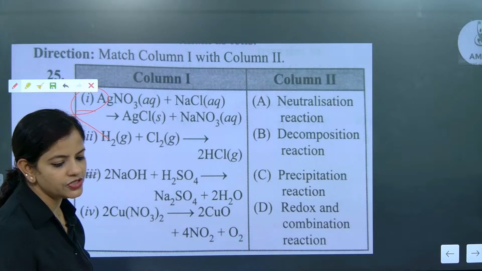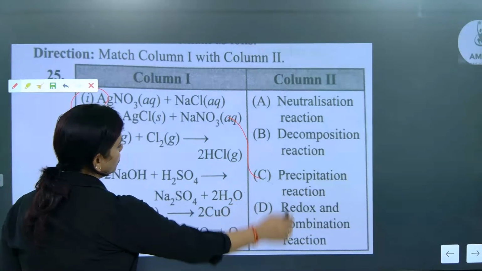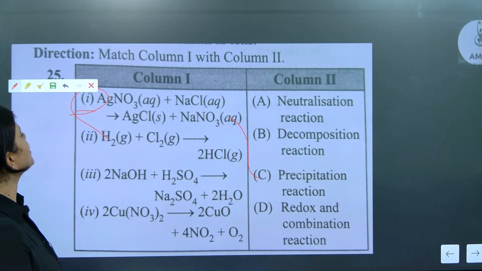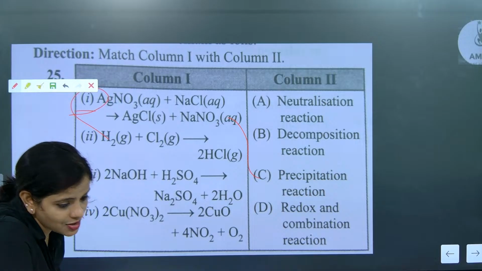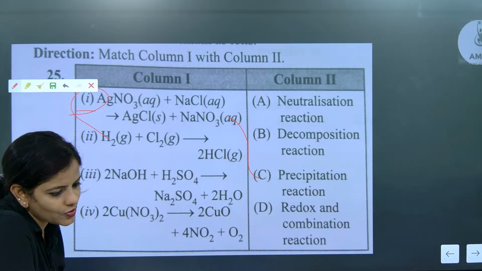Absolutely. Very good, Vishwa Maha. One is going to match with C. That's the key to all these statements. Why? Because silver nitrate and sodium chloride will go for a precipitation reaction. There is no other way out. It's a precipitation reaction. First one done.